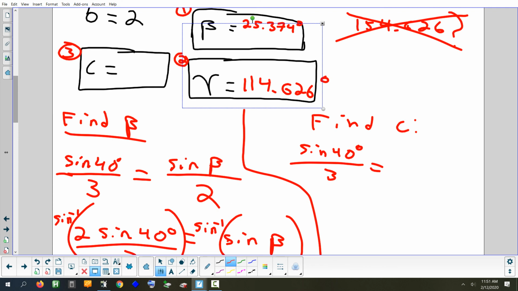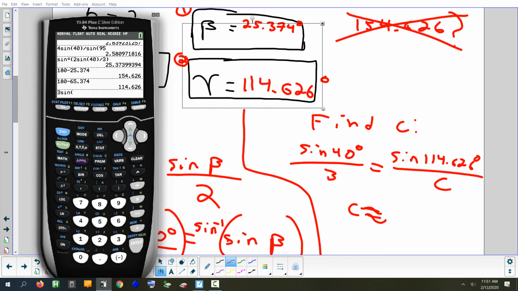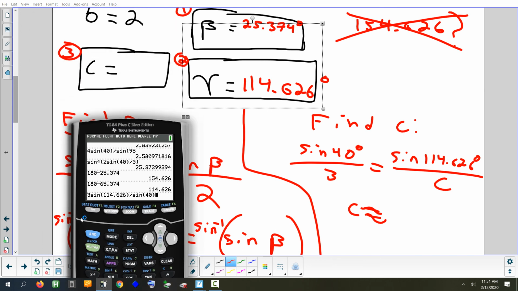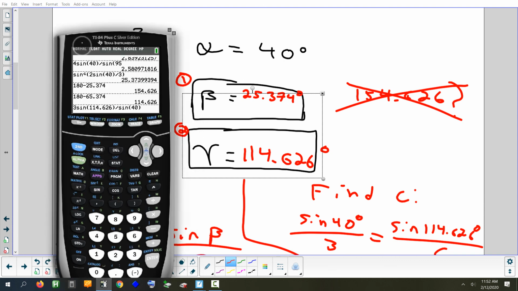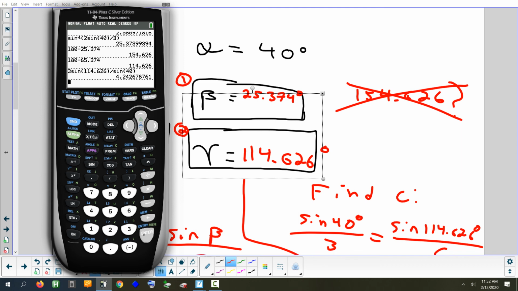And what's going to go on the other side to find C? Sine 114.626 over C. So C is going to be 3 sine 114.626 divided by sine 40. All right, so before I hit enter, what do I know about C? It's got to be less than 5 and more than 3. So that really narrows it down. It's somewhere between 3 and 5. If you get a number that's beyond that, double check. 4.243. Perfect.